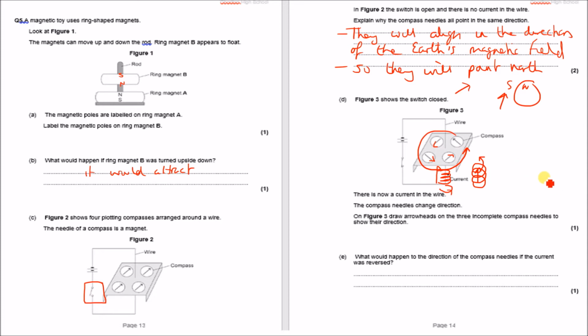Right, what would happen to the direction of the compass needles if the current was reversed? So if we reverse the current, then with our right hand thumb rule, the right thumb would be pointing down, and it would wrap around this way. So therefore the field would be in the opposite direction, and therefore the needles would point in the opposite direction.